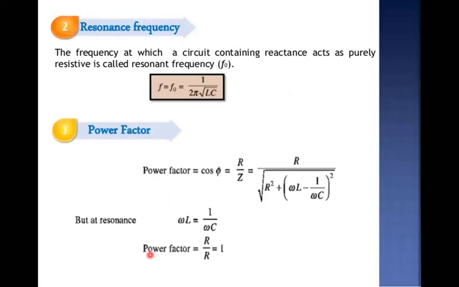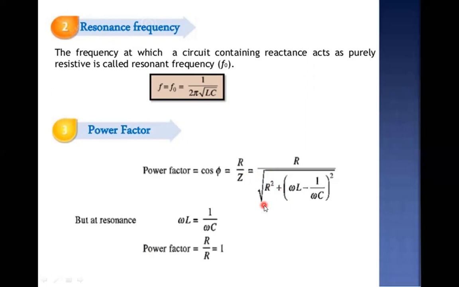The frequency at which a circuit containing reactance acts as purely resistive is called the resonant frequency. So the resonant frequency is nothing but ω by 2π, and ω you got as 1 by the square root of LC. So the resonant frequency is equal to 1 by 2π root LC. And the power factor cos φ is nothing but R by Z, which is R by the square root of R² plus (ωL − 1/(ωC))².